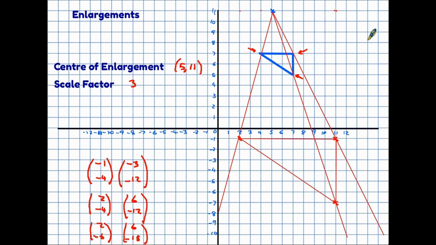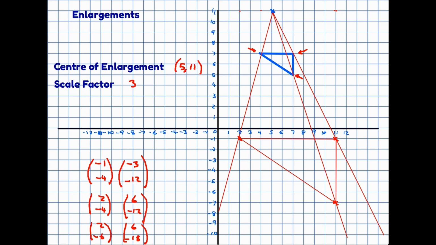Is the new shape 3 times larger? Well, this side is 1, 2, 3. This side is 1, 2, 3, 4, 5, 6, 7, 8, 9. Yes, it's 3 times bigger. This right hand side is 2, 1, 2, 3, 4, 5, 6. Yes, again, so it does satisfy all our requirements. It's 3 times further away from the center of enlargement, and its sides are all 3 times bigger than the original.